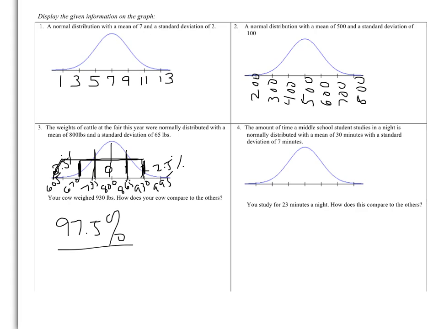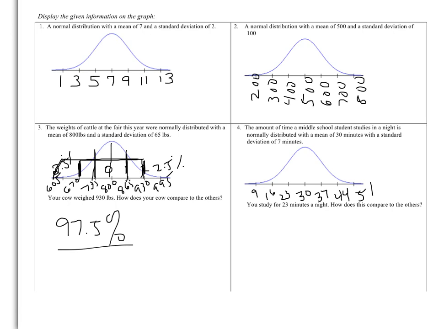I didn't write the whole thing out, but you would say that your cow is 2 standard deviations above the mean, and compared to the rest of the cows, he's much heavier. He's 97.5% heavier than the rest of the cows. You could even say there are only 2.5% of cows that are heavier than your cow, so you got a pretty darn heavy cow. All right. Go ahead and try number 4 on your own. Go ahead and stop the video and see if you can do it.